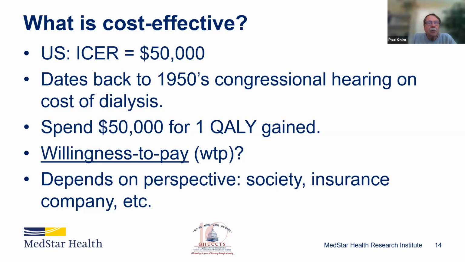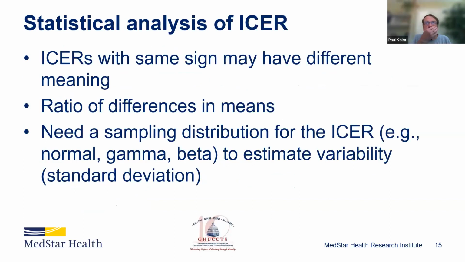And that depends on our perspective. There are different perspectives that we can take. Usually we take society's perspective. We can also do cost effectiveness from the insurance company's perspective, or the payer's perspective. So our willingness to pay, again, is a number that's arbitrary, and it will depend on the particular study that we're doing. So how do we analyze the ICER?